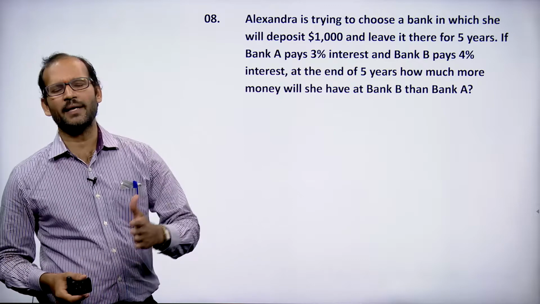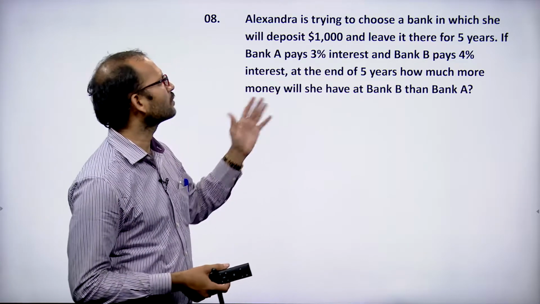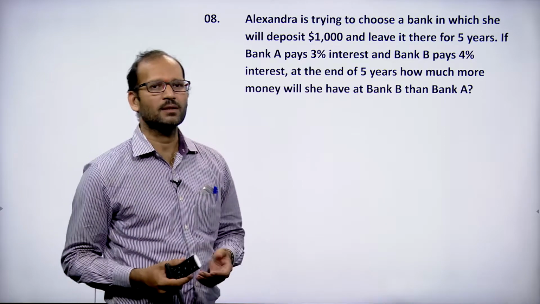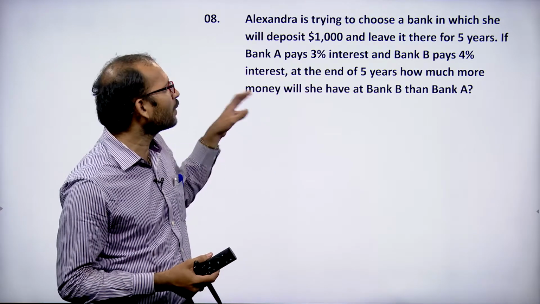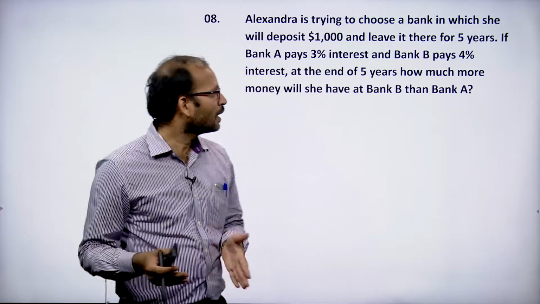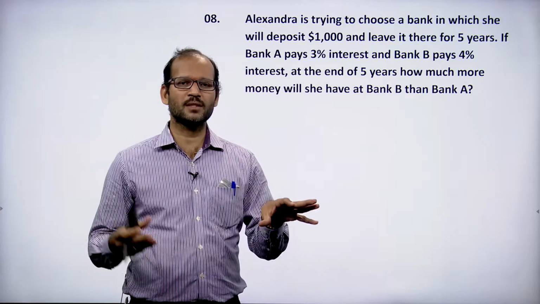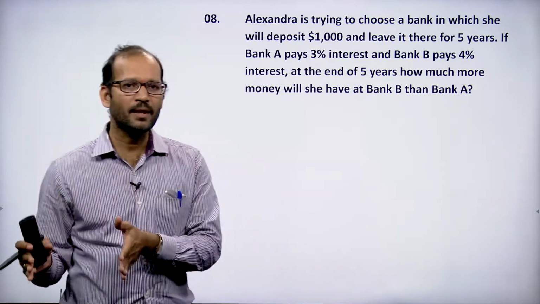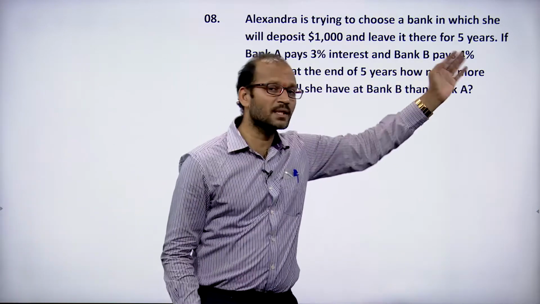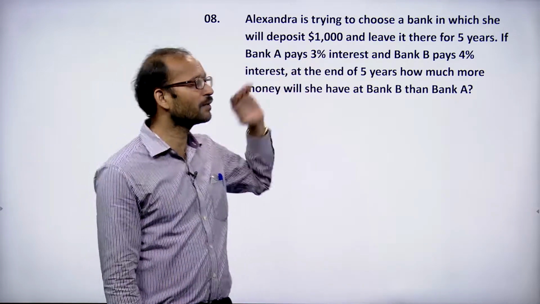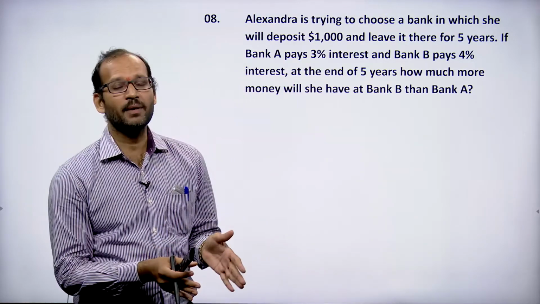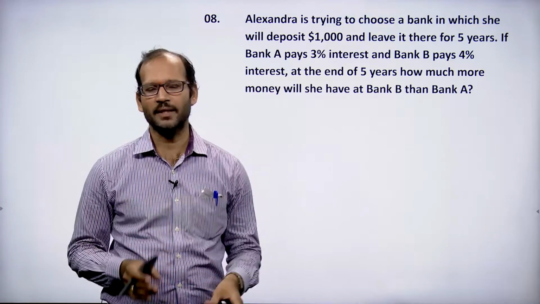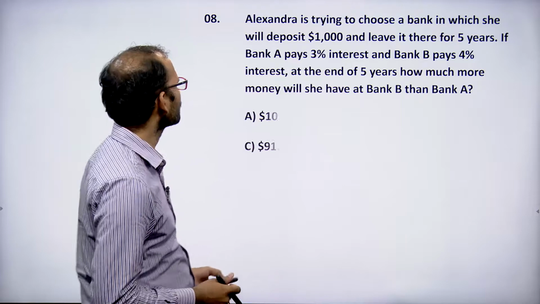So there are two banks, bank A and bank B. Bank A is giving only 3% rate of interest, 3% per annum, and bank B is giving 4%. The question is, how much more money will she have at bank B than bank A? If she invests $1,000 in each, bank B is giving a higher rate, 4%, and bank A only 3%. So in bank B she will have more than in A. How much more is the question. Okay, let us discuss.